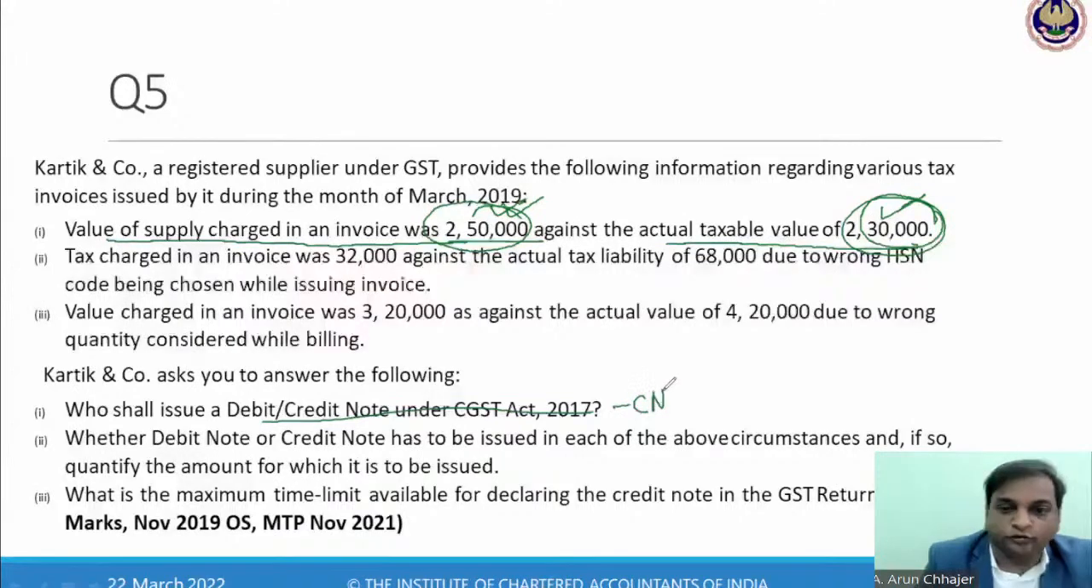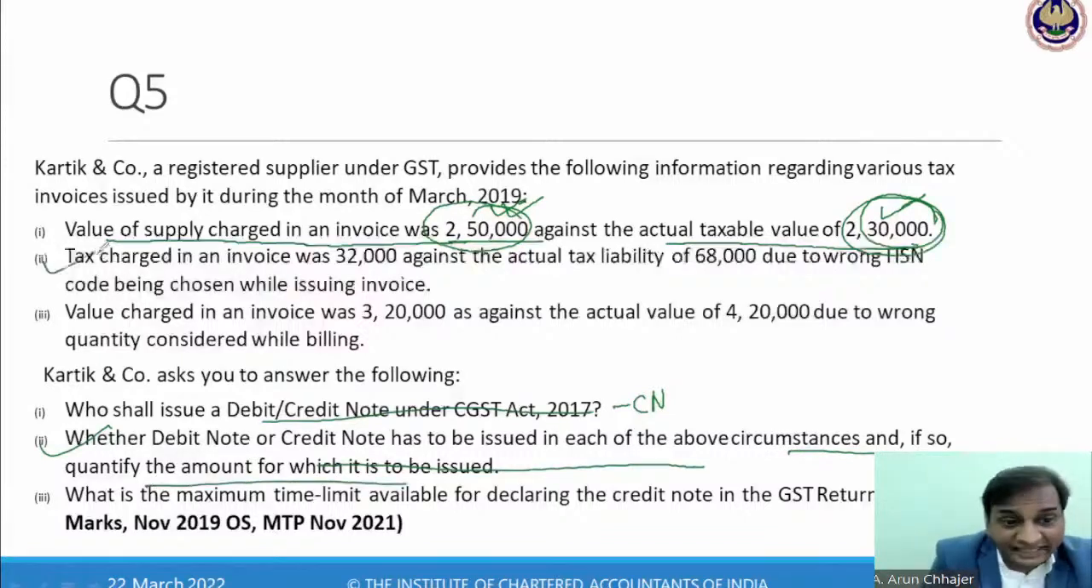Answer is credit note. Correct. Whether debit note or credit note has to be issued in each of the above circumstances, and if so, quantify the amount. Tax charge was 32,000 against the actual tax liability of 68 due to the wrong code.